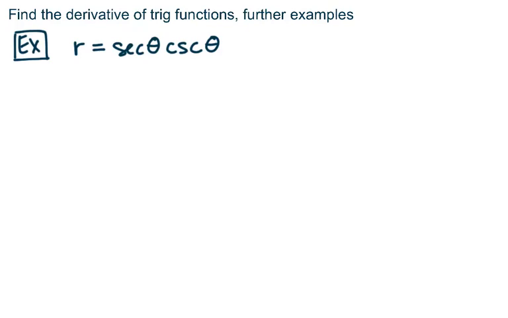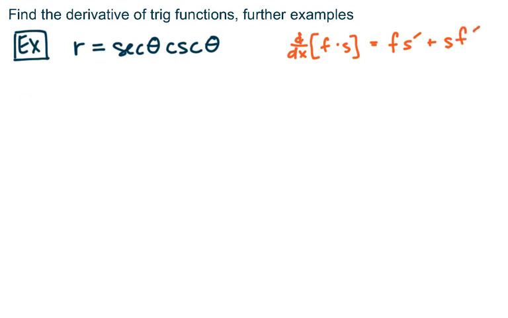I'd just like to add a few more examples of derivatives of trig functions. So in this example, we have r equals secant theta times cosecant theta. In order for us to find the derivative, we need to recognize that there's a multiplication in here. That means we're going to use our product rule. Now remember, the product rule, derivative with respect to x of some first times a second, would be first times the derivative of the second plus second times the derivative of the first.